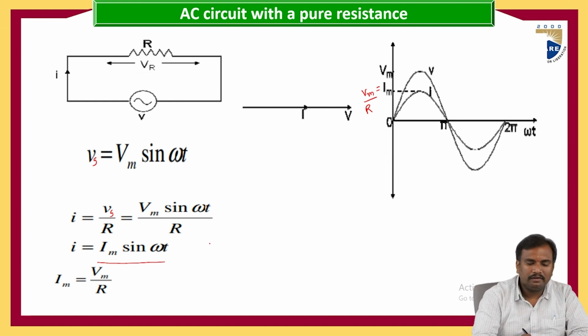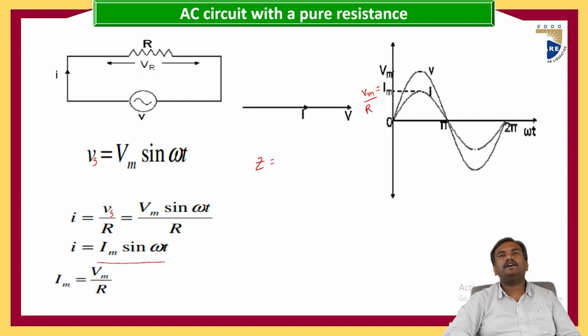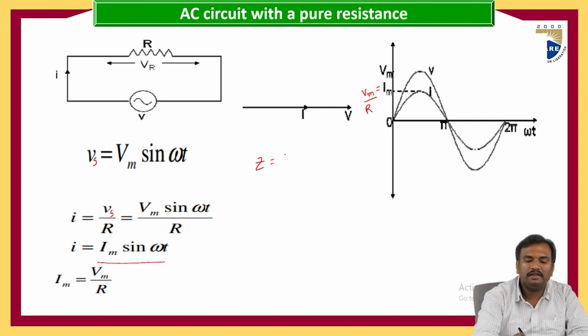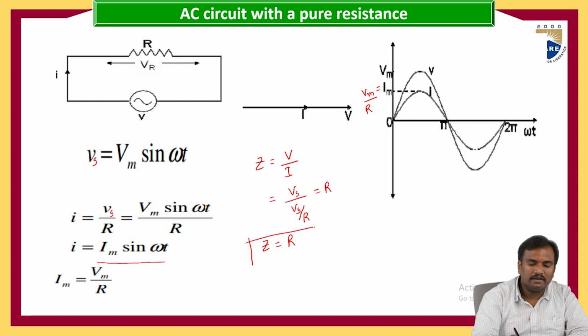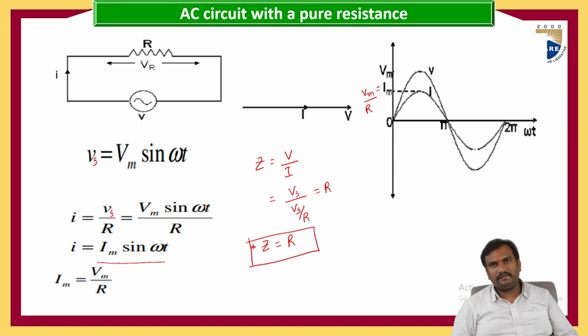And here impedance is the ratio of the voltage phasor to the current phasor. That is nothing but V by I, which is equal to Vs by I, that is equal to R. So the impedance of the resistor is that particular resistance itself.